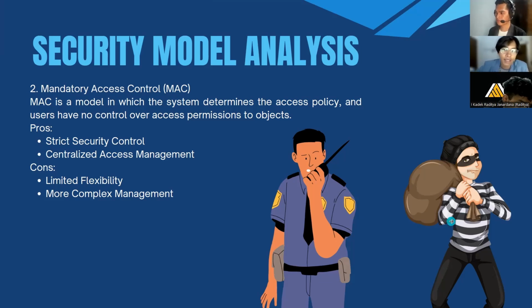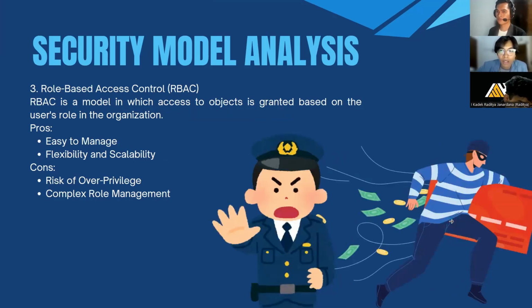Okay, next is RBAC. RBAC is mostly implemented in large companies or organizations that have a clear role structure. For example, a company that uses ERP, or enterprise resource planning. So a user with a human resource role will have access to the employee data, while other users, for example with a finance role, can only access the financial data. So it's based on the employee role.